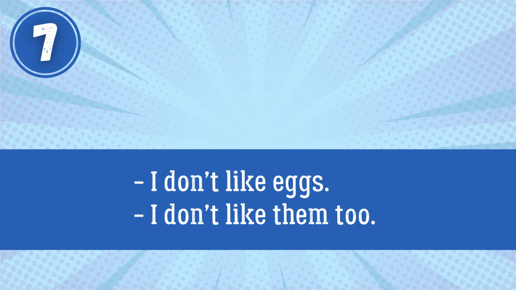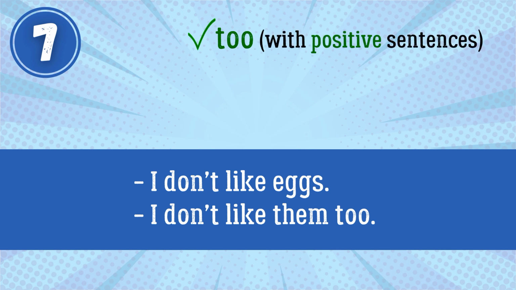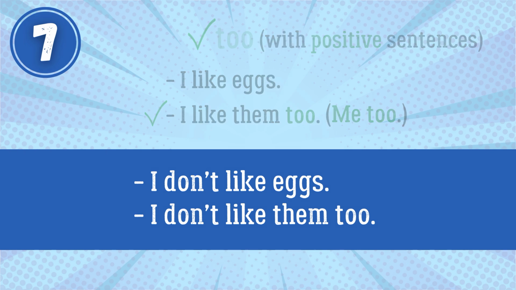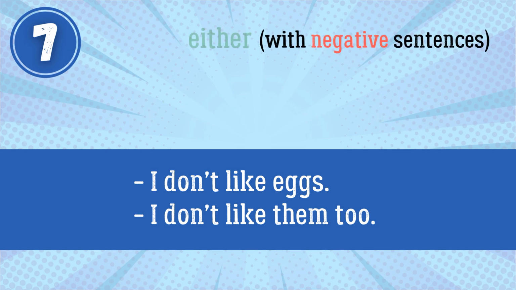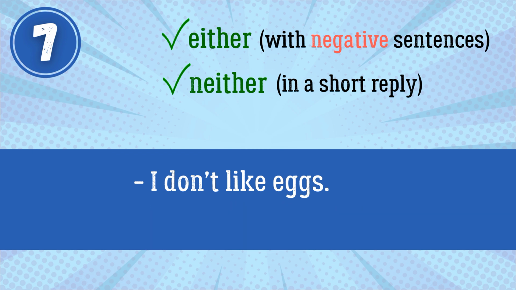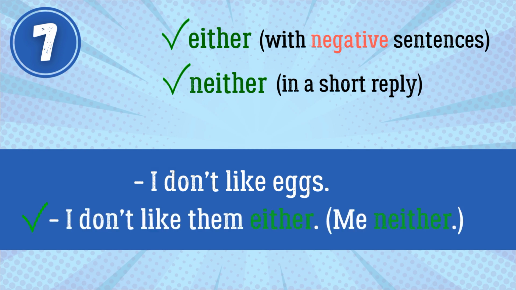I hope most of you caught this mistake. Remember, we use "too" when we agree with a positive statement. For example, if the first sentence in the dialogue was "I like eggs," then we can say "I like them too" or "me too." However, if we agree with a negative statement, we should use "either" in the full sentence or "neither" in the short reply. So, the correct way to convey this dialogue is "I don't like eggs." "I don't like them either," or simply "me neither."